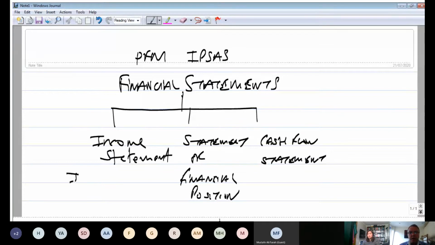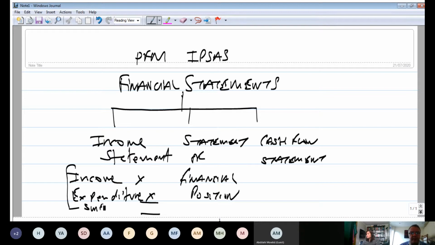So the income statement will show all the income and all the expenditure. Okay, it's as simple as that. And then the difference will be a surplus or a deficit. So you see the income statement, you've got the income minus the expenditure, which gives you a surplus or a deficit, also known as a profit or a loss. So the income statement is one of the main financial statements.